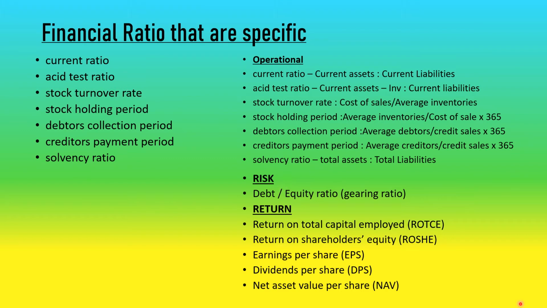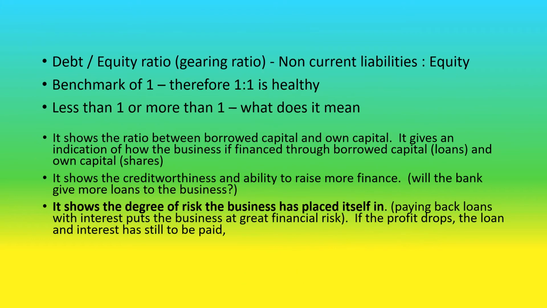Our solvency ratio. The solvency ratio is your total assets to total liabilities. From these ratios, you can see there are very few that you will actually have to learn off by heart and make sure that you memorize. The others, if you understand them, you wouldn't have to learn them off by heart. You'd be able to carry yourself through with the ratio. We then also have the risk ratios and the return ratios, which I'll discuss in the slides further.